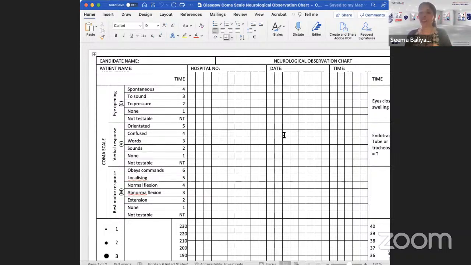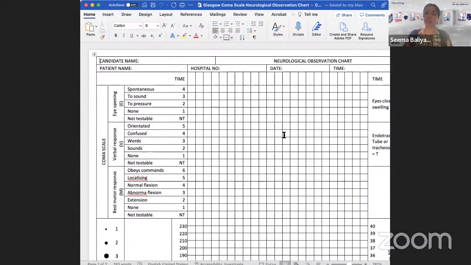So for orientation, you will ask the patient, okay, do you know where you are and what is the time? What is the current time? If the patient tells you, yes, I'm in the hospital and it is in the morning around 10 o'clock, then you know that the patient is oriented to time and place. So you can ask these questions to see if the patient is oriented.